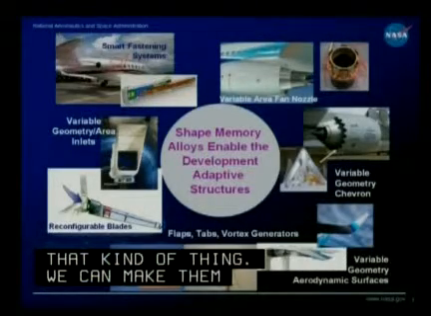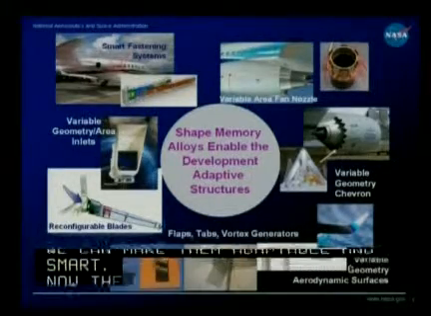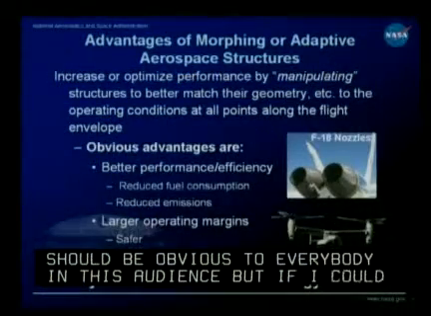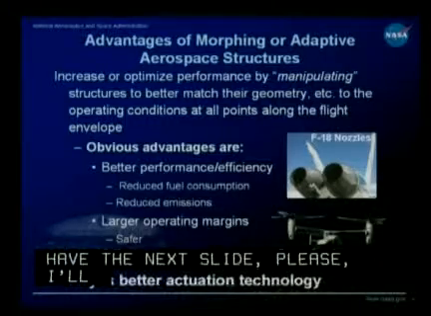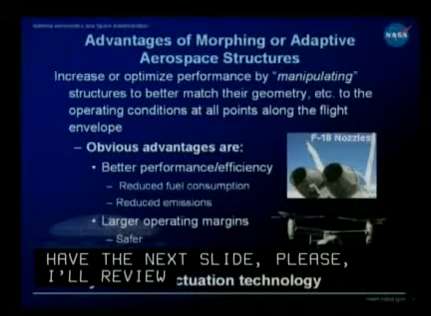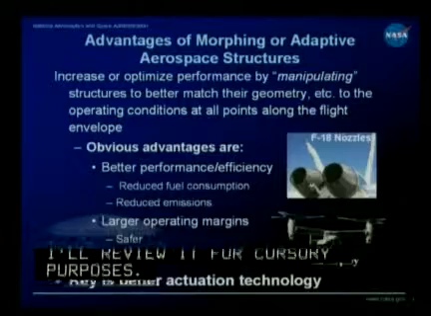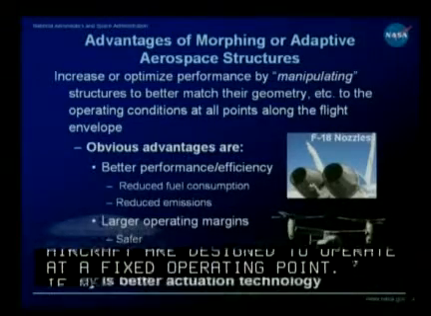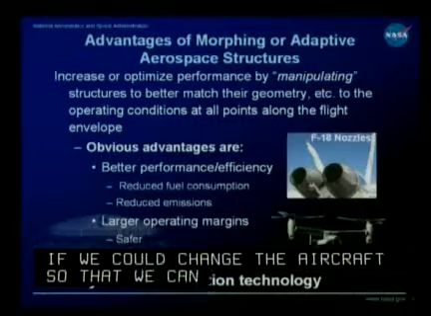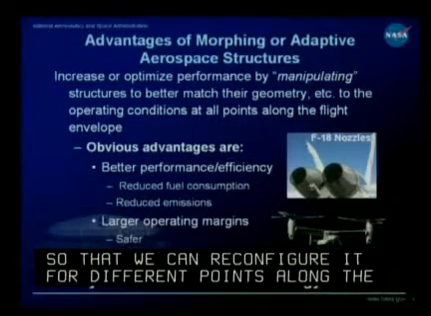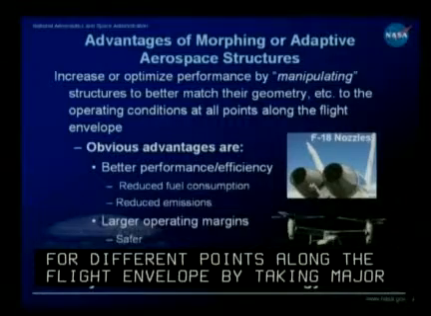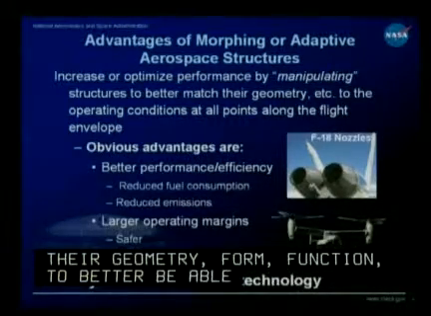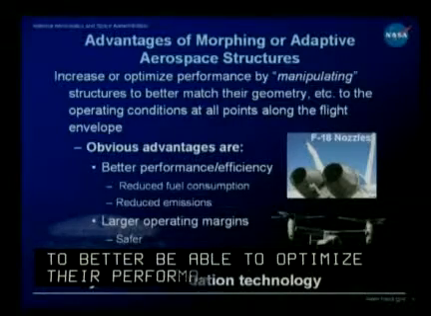Now, the reason for doing that should be obvious to everybody in this audience, but if I could have the next slide, please, I'll just review it for cursory purposes. Today aircraft are really designed to operate at a fixed operating point, but if we could change the aircraft so that we could reconfigure it for different points along the flight envelope by taking major components and having them match their geometry, form, function, to better optimize their performance along different parts of the flight envelope, so the whole aircraft is better equipped.